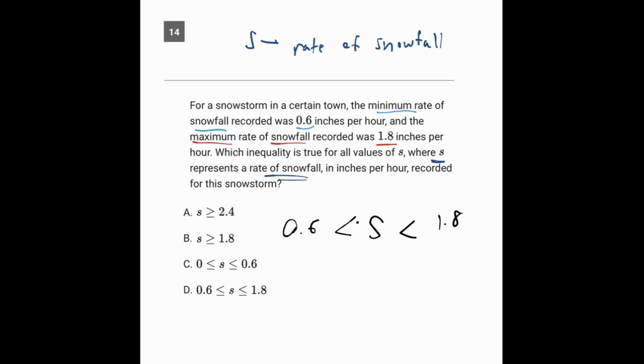And we're going to replace the less than symbols with less than or equal to because they can equal 0.6 or 1.8 the way it's being described here. And that matches answer choice D.